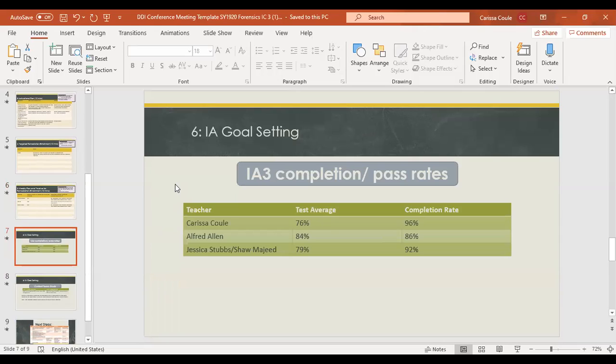Okay, so for the IA3, for our completion and pass rates, Alfred really killed it on that test average. He had an 84% average. I had a 76, and then Ms. Stubbs, who was taking over for Ms. Shah Majid, had a 79%. But our completion rates were also really great: 96%, 86%, and 92%. So looking good.